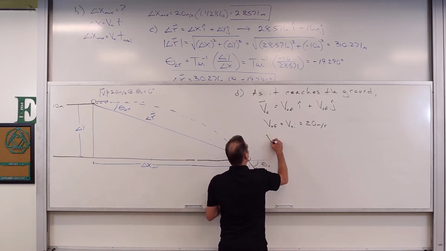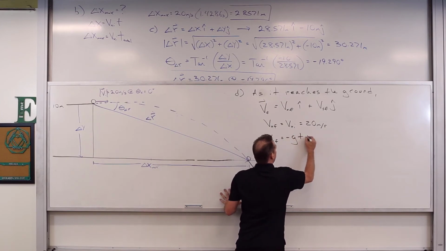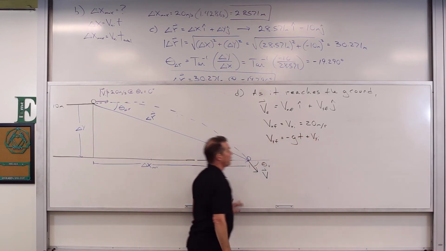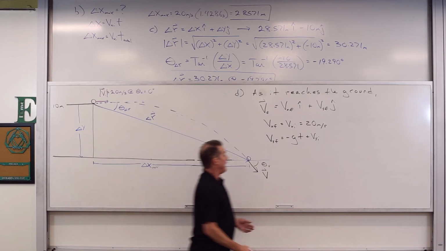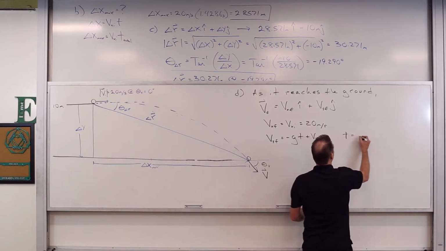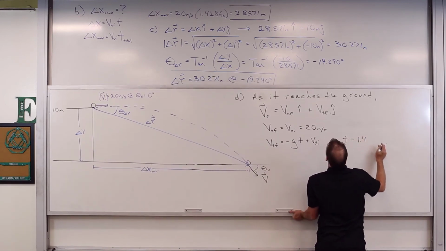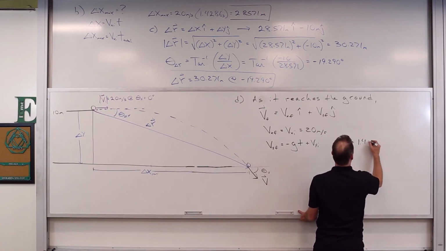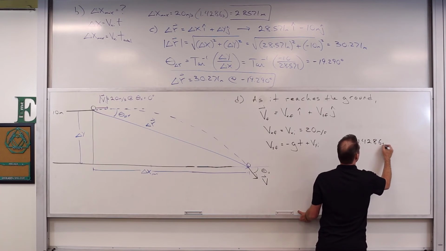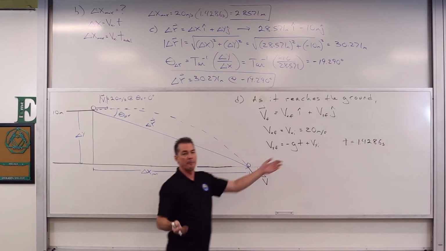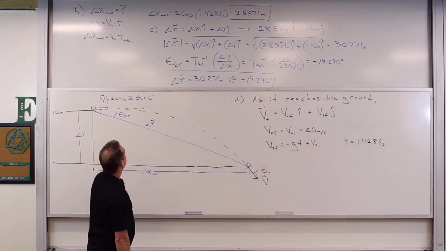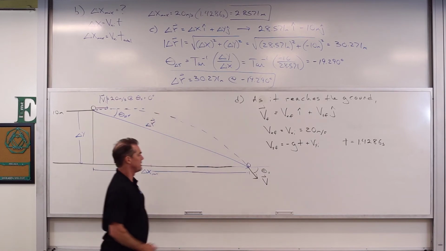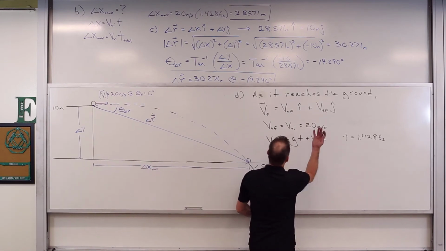So for vy final, we have to start looking at negative g t plus vy initial. That would be one way to go about it. And what do we know? Well, t is equal to 1.4286 seconds. That was the time that it took the object to reach the ground. Anyways, what do we have?